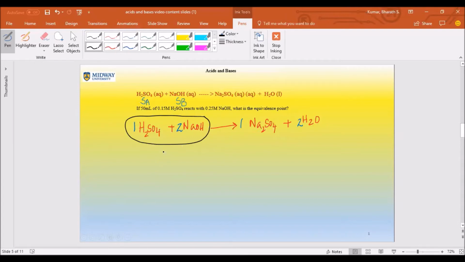Now you see that the acid and base is not 1-to-1. The acid is 1:2 for base, okay? It's asking for equivalence point. So you are welcome to use the same equation.